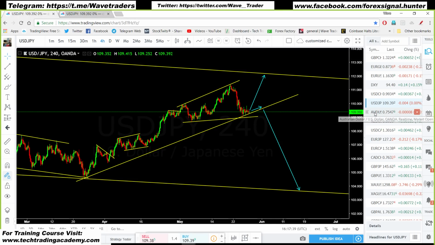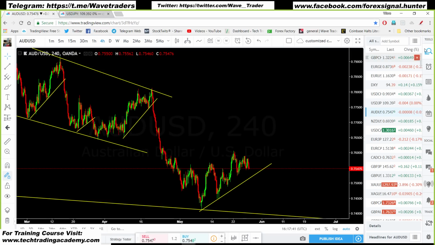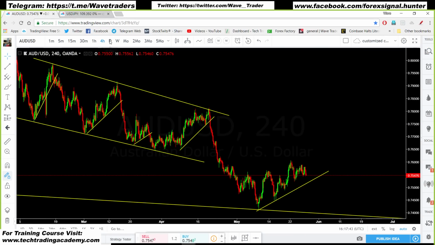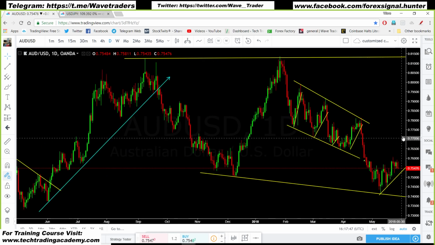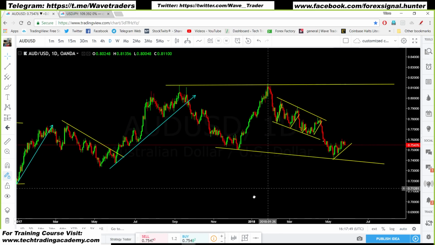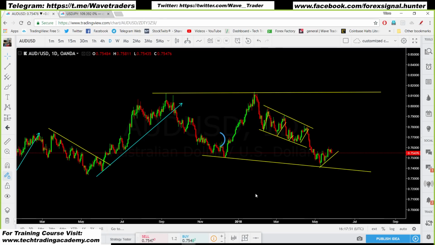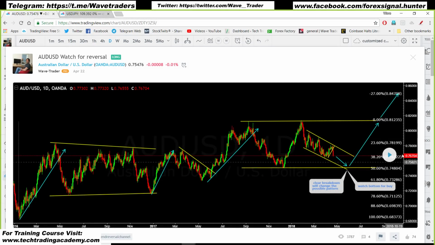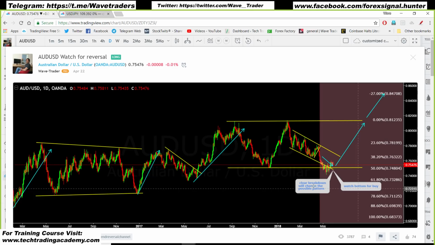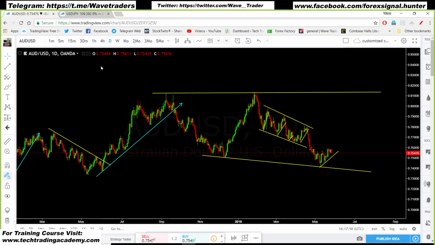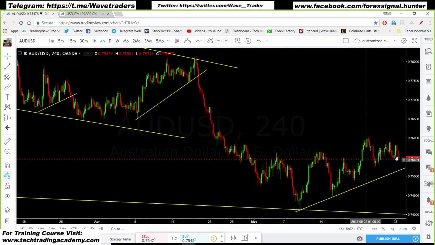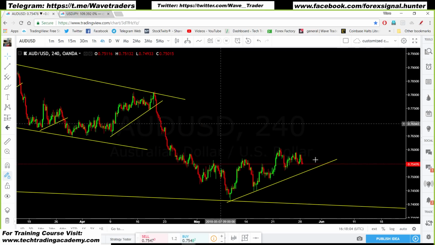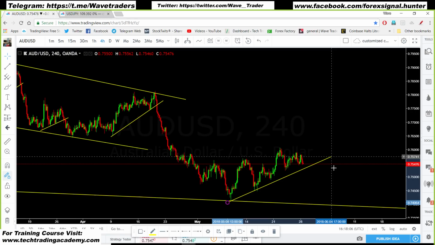All right, so Aussie dollar, US dollar, you all know what we were looking for on the Aussie dollar, US dollar. We were looking for it to reverse back. All right, this is the structure we were looking for. Price is just testing the bottom. There is a short-term sell. Okay, there is a short-term sell. You guys need to look for that short-term sell this week.